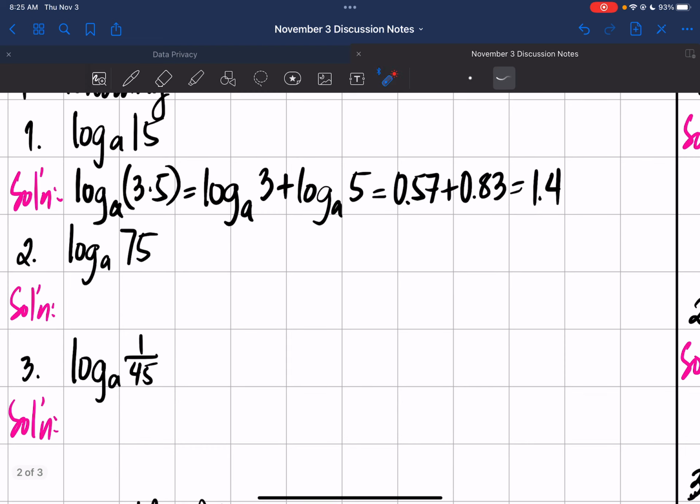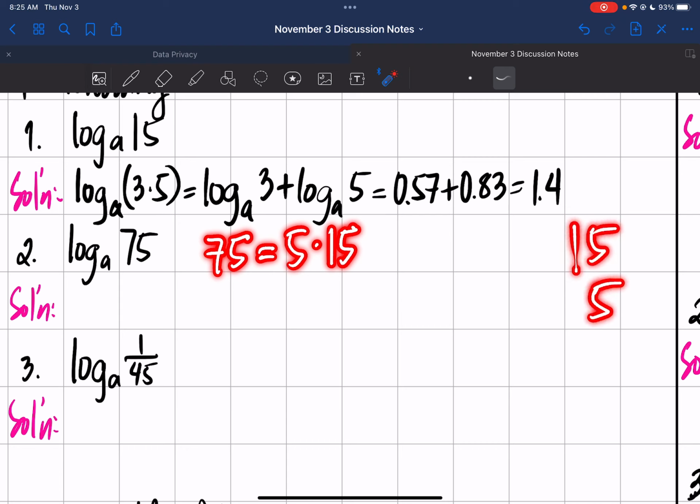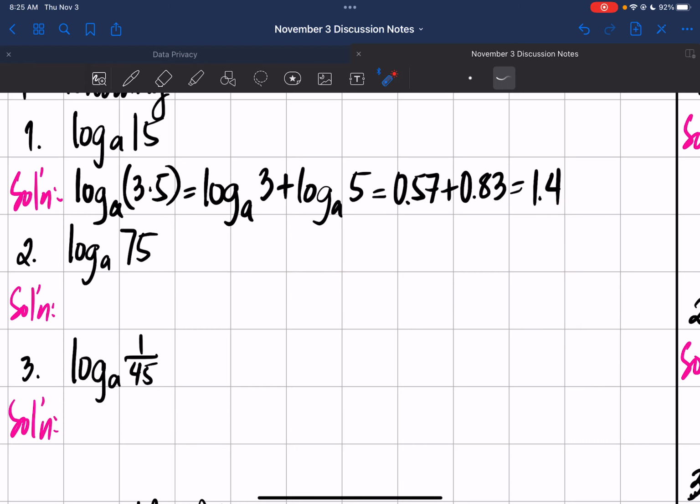Now, let's do number 2. We have log of 75 base a. So, yung 75 class, 75 could be written as 5 times 15. So, double check lang natin. 15 times 5. So, this is 25. Carry 2. Tapos, 1 times 5 is 5. Plus 2, 75. So, yeah, tama. 75 equals 5 times 15.